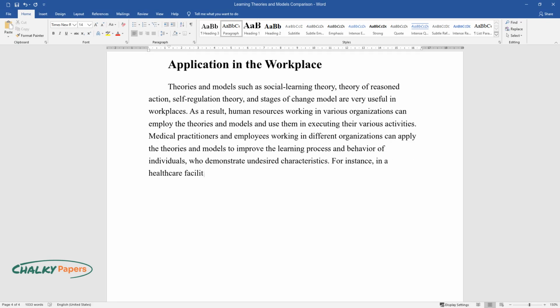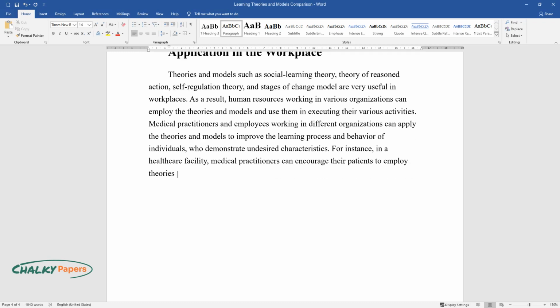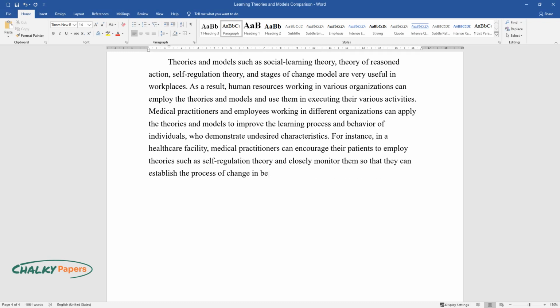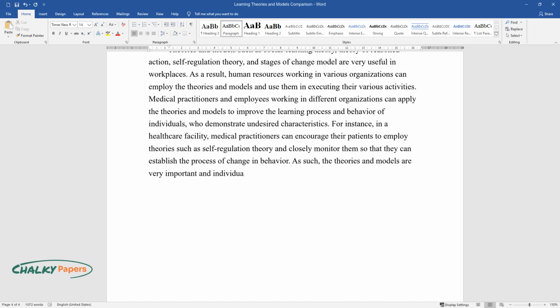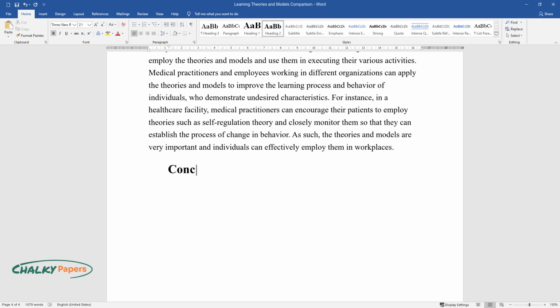For instance, in a healthcare facility, medical practitioners can encourage their patients to employ theories such as self-regulation theory and closely monitor them so that they can establish the process of change in behavior. As such, the theories and models are very important and individuals can effectively employ them in workplaces. Conclusion.